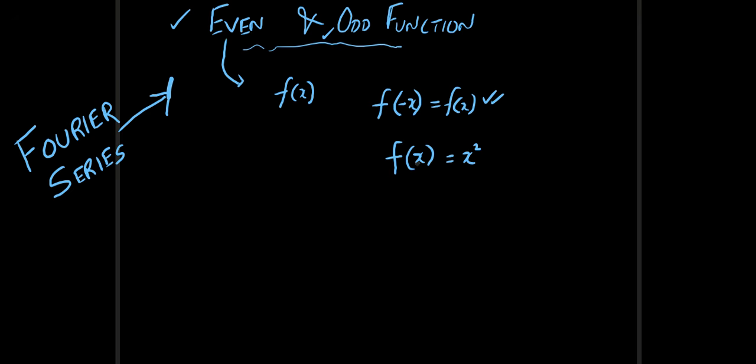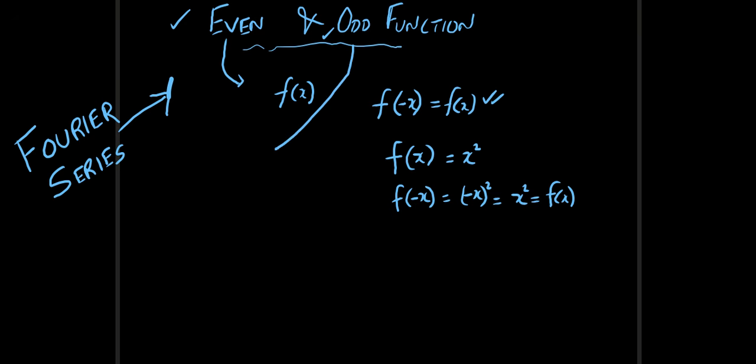So take a look at this. If you replace x with minus x, then our function will become minus x the whole square, and that means x square, and that is nothing but f of x. So the functions which can make the negative disappear will be called even functions.